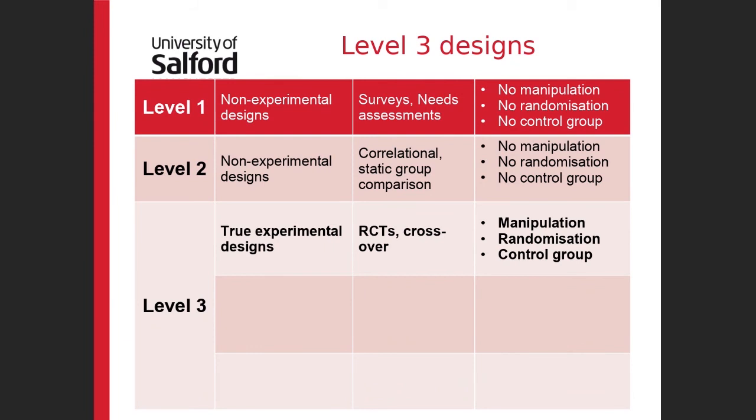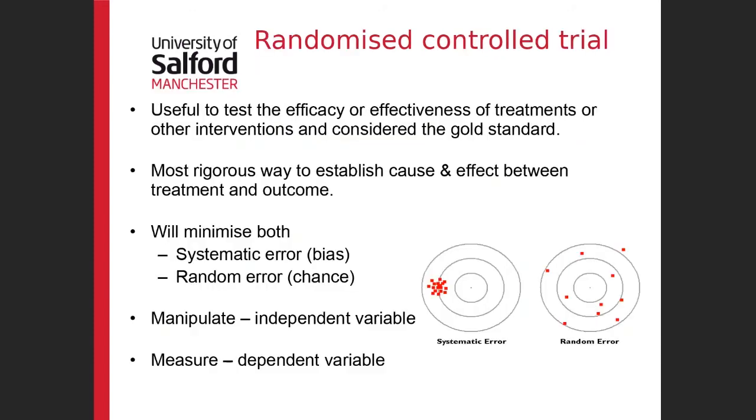So I'm going to talk about 2 specific true experimental designs. The first is a randomized control trial, and the second is what we call a crossover trial. So we've got these characteristics of manipulation, randomization, and a control group. These are absolutely essential for a true experimental design.